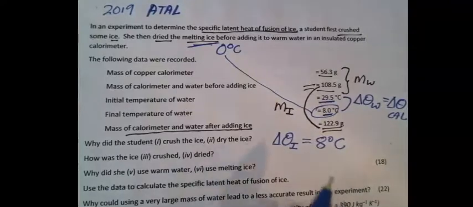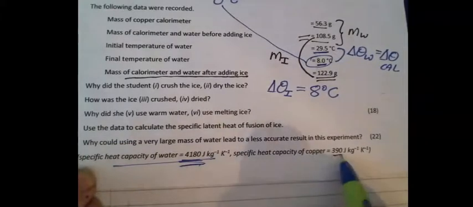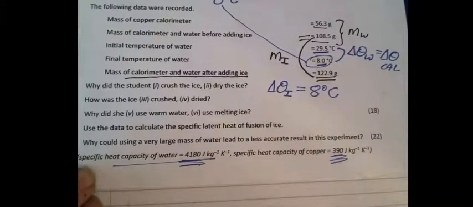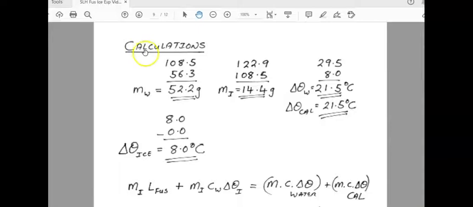We are also given at the bottom of the question the specific heat capacity of water as 4,180 joules per kilogram per degree and the specific heat capacity of copper as 390 joules per kilogram per degree. We now have all our information to throw into our formula to work out our value for the specific latent heat of fusion of ice. And here are my calculations.